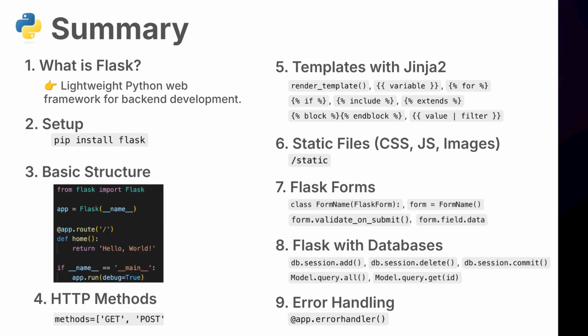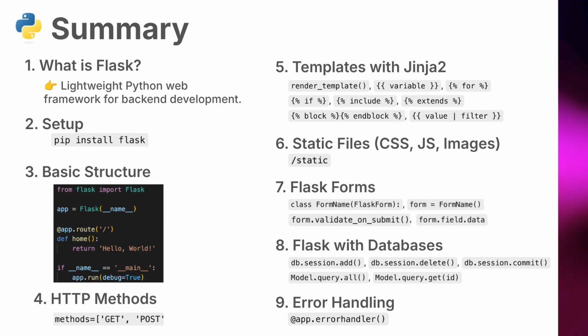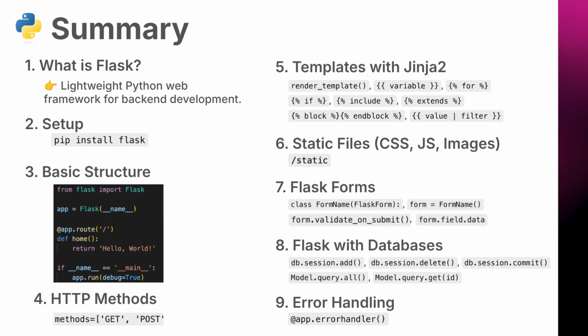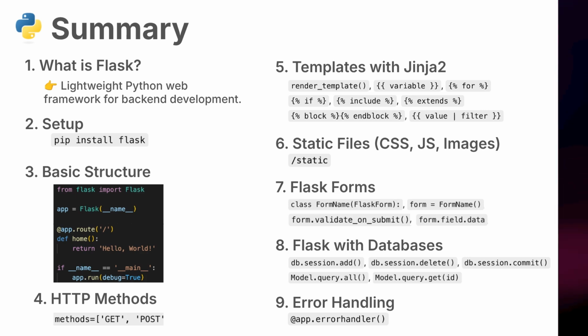2. Setup. We learned how to install Flask using pip and how to start building your app with a basic configuration. 3. Basic structure. We explored how to import Flask, create an app instance, define a route using decorators, and run the app. 4. HTTP methods. We used get and post methods to receive and handle data from user input through web forms.